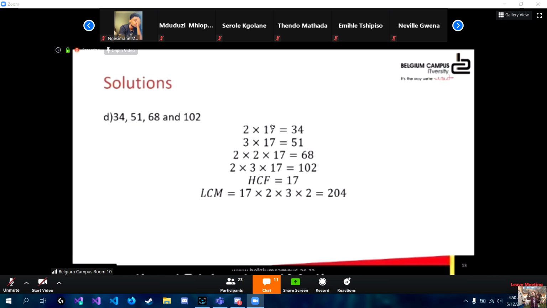Then you move on to your next factor, the 3. If you look at the 3 in 51 and the 3 in 102, it's just one occurrence. There is no larger group than 1. So it means one 3 will suffice to represent those 3s there. Then we move on to 17. We see that 17 only appears once in each of those numbers, so we also write it down once. Then you multiply everything out together, 2, 2, 3, and 17, and you get your 204.